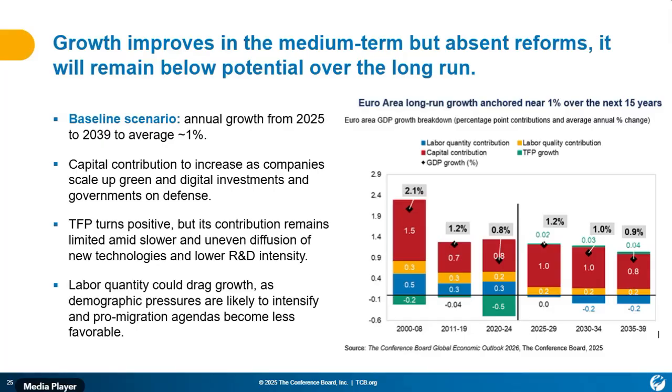I will also start my section with the graph the previous presenters talked about. The numbers you see here are basically the baseline scenario for the euro area economy. We expect annual growth from 2025 to 2039 to average around 1% annually in the euro area, which is a low number.